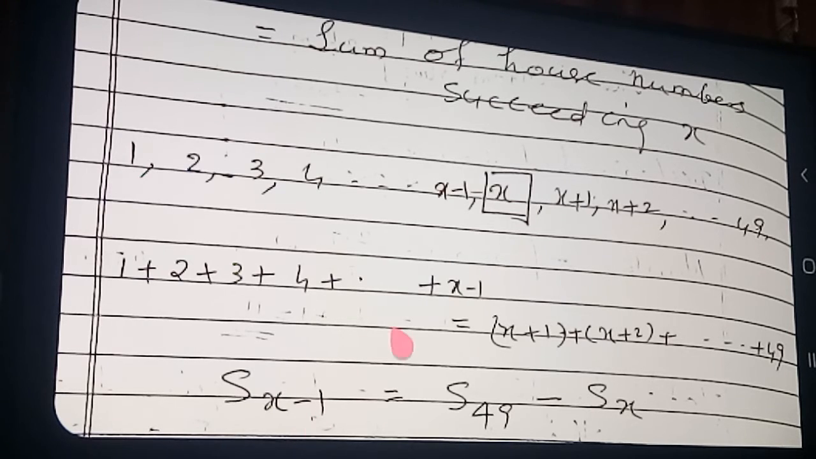Clear? No? So the sum of x minus 1 terms. Now how to write this one, that you want to think. See here, 1 to 49. 1 to 49 we call S49. From Sx we want to go only up to here. So you want x plus 1 plus x plus 2 plus and so on, up to 49 only. So this much only you want to write.